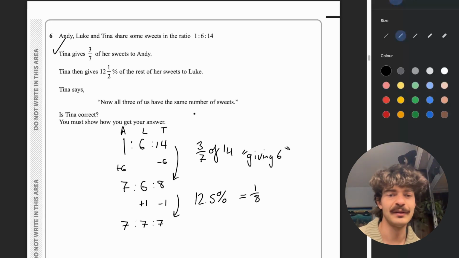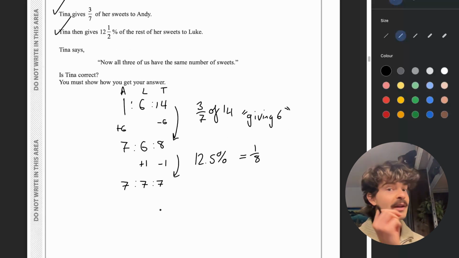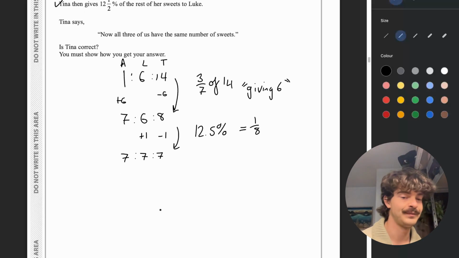Tina says that now all 3 of us have the same number of sweets. Absolutely, she's correct. We know that they've all got some multiple of 7. They don't necessarily have 7, but they've got some multiple of 7. Cool.